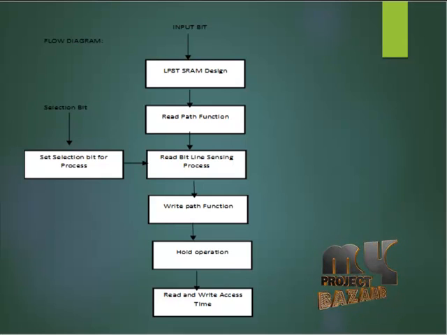At the same time, the potential difference between the bit line and the complementary bit line is sensed and continuously amplified for the read operation. And we go into the write path functions. During the write operation, the write line is raised to VDD.